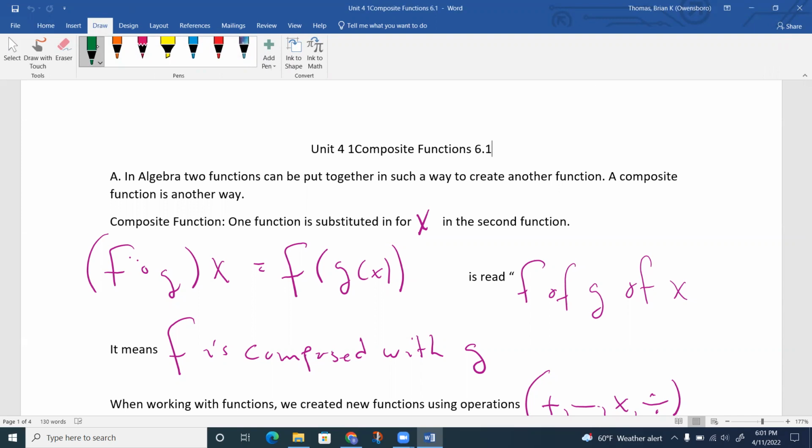So we have these two functions. One function is actually substituted in for x in the second function. This is where it gets tricky, because we're replacing x with an entire function instead of just a number. Some of the notation you're going to be seeing reads as f of g of x, or more commonly, I'm used to seeing it like this, f of g of x.